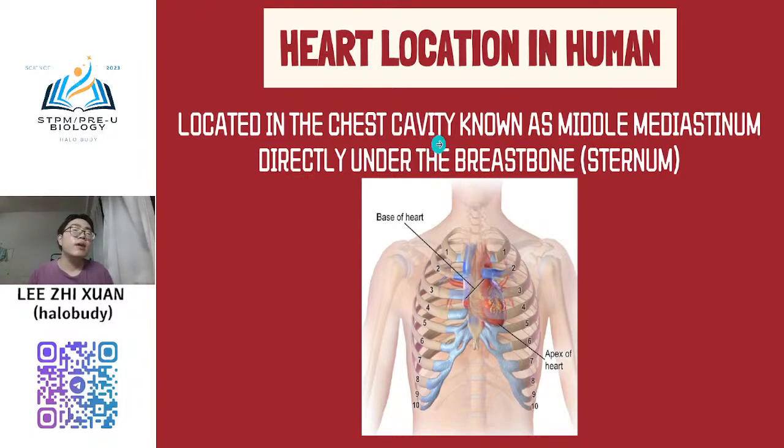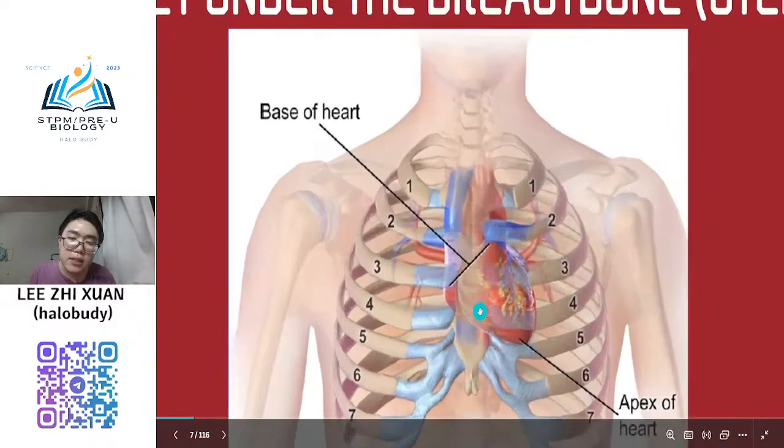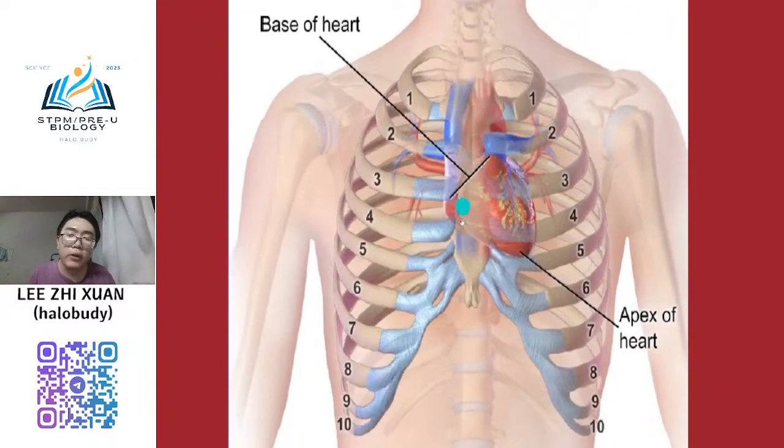So how do you want to mention it? If you want to mention heart location, you need to mention it specifically. You need to mention that it is located in the chest cavity known as the middle mediastinum, directly under the breastbone. So this is the breastbone. Another name for breastbone is sternum. So it is located behind our breastbone. The sternum is the bone at the middle part.